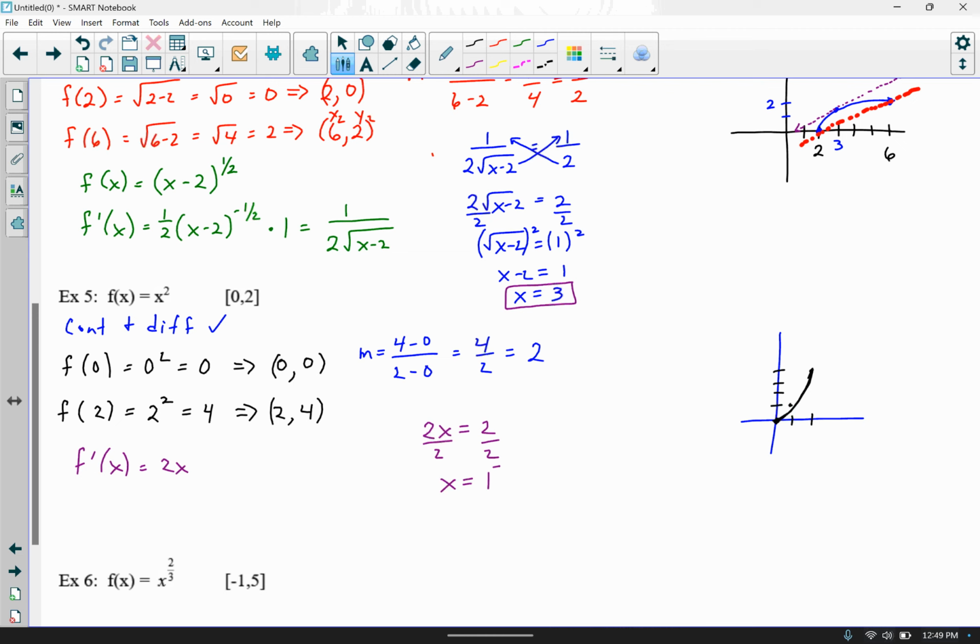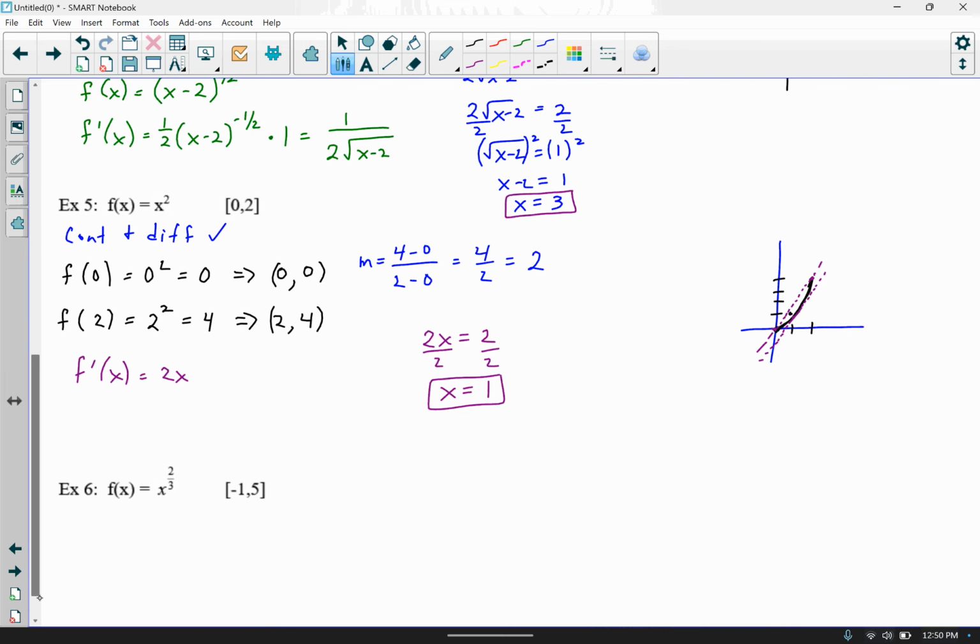So box that in. That should be the only value where the derivative, or the slope of the tangent line, would be equivalent to the slope of the line passing through these 2 endpoints. Again, not too bad in terms of being able to show that those 2 lines there are parallel.